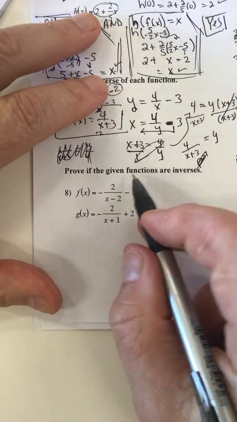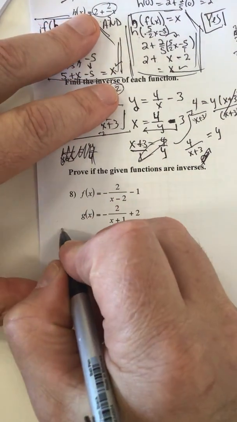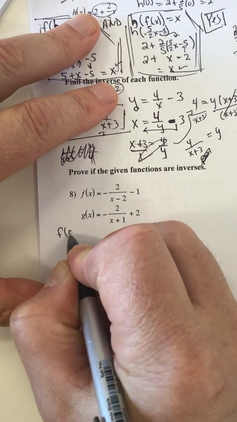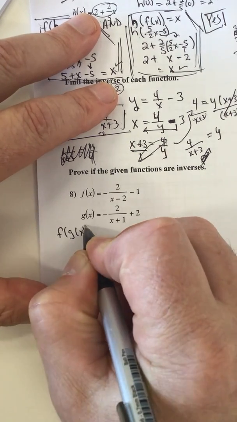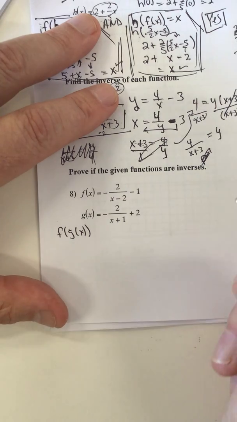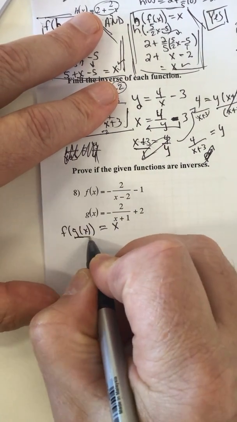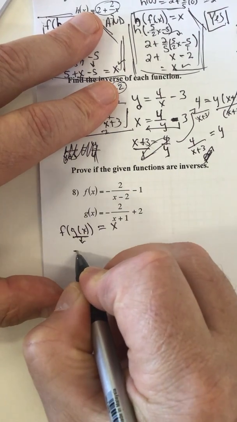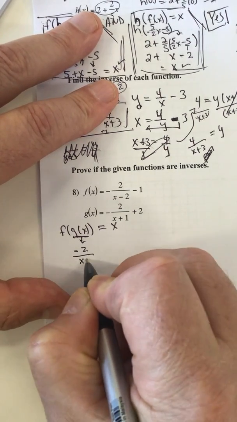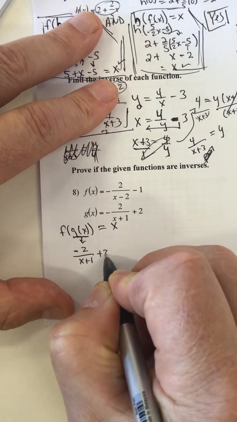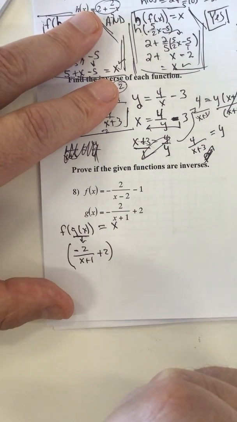Okay, so again, a proof. So we have to be able to take f of g of x and show that it actually equals x. Okay, here's the g of x. -2 over x plus 1, plus 2. That's the g of x.